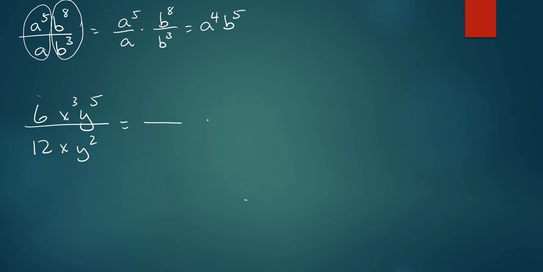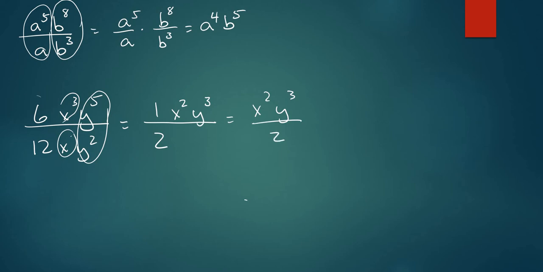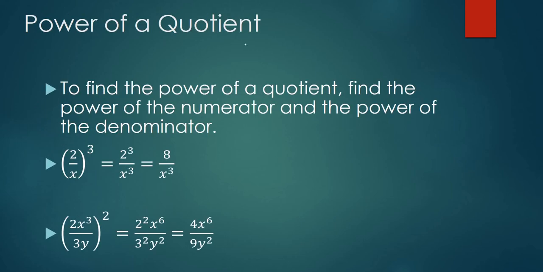Okay, 6/12 is 1/2. x cubed over x, 3 minus 1 is 2. And y to the 5th over y squared would be y cubed. 5 minus 2 is 3. We don't need to write the 1, so a cleaner form of this would just look like this: x squared y cubed over 2.